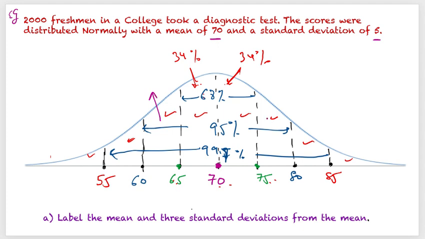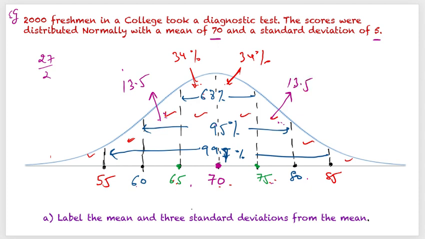In the same manner, if I am interested to find how much area is in 60 to 65 and 75 to 80, we can see that 60 to 80 is 95%, and when we remove the 68% in between, these two portions together have an area of 27%. And when we divide 27 by 2, we get the area between 60 to 65 and 75 to 80, and that turns out to be 13.5%, and this is also 13.5%.